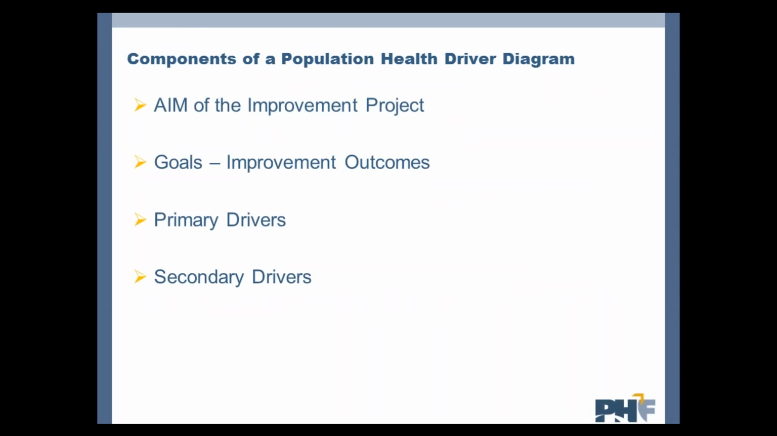And again, the population health driver diagram has the following components: an aim. What are we going to do? What are the goals? And then what drives those goals primarily? And then what are the secondary drivers of those primary drivers? And you'll see as we go forward in this, we have a diagram that will show you that.